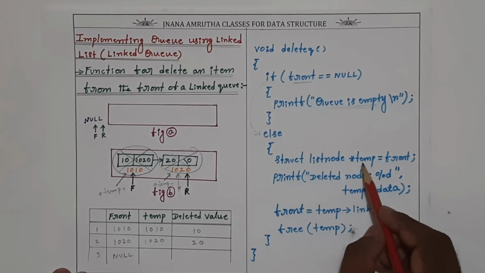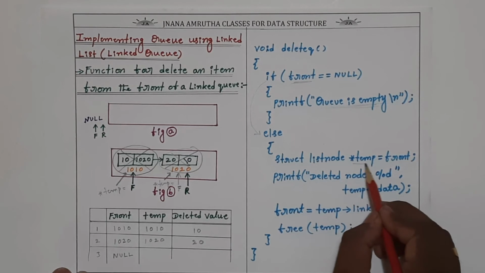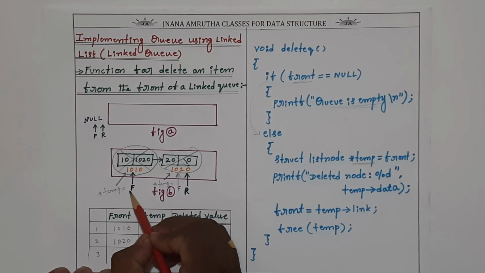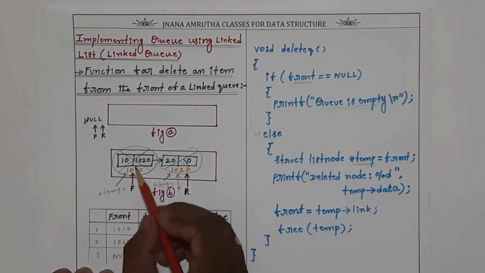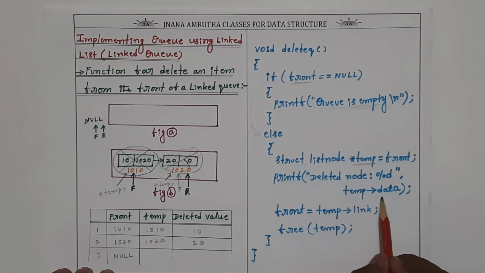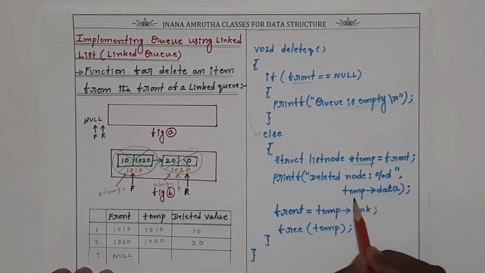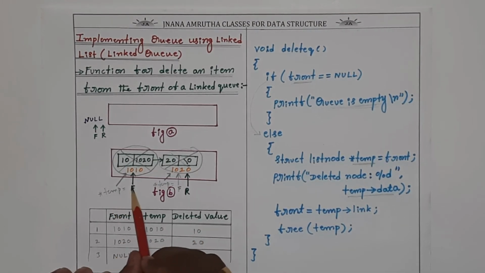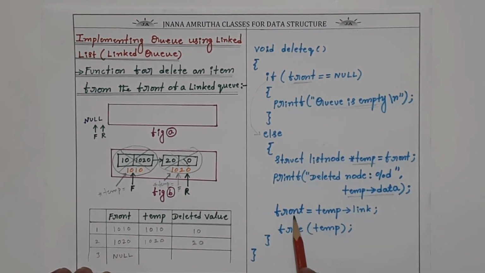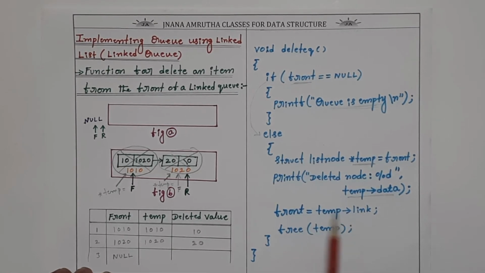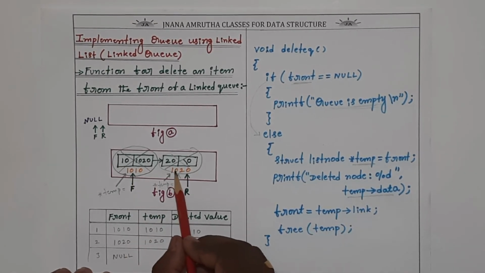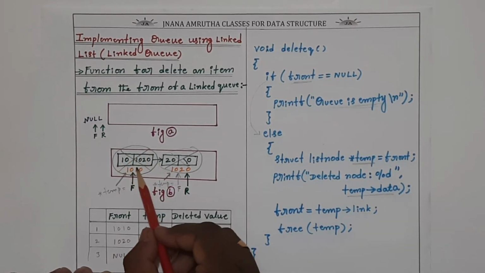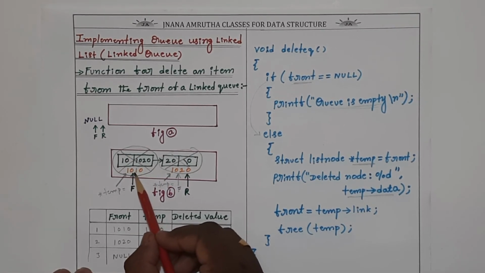Here first we are assigning the temporary pointer, temp equal to front. Now temp is also pointing here. Next we are deleting this value, the deleted node's temp of data, initially 10. Next we are moving the front pointer from here to here by using this link, front equal to temp of link. Temp of link is pointing to this node, so now front is pointing here. Next, free temp means we are deleting this node from the linked queue.